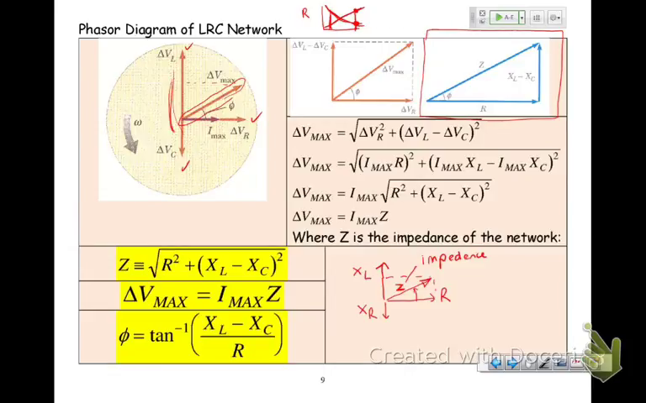If rather than having a high frequency, this is high frequency. If I have a low frequency, then what's going to happen is I'm going to get a big, sorry, this is XC at the bottom. I have a big XC. I have a small XL. I have the same old R. And so there's my Z. And my phase angle is in a negative direction.